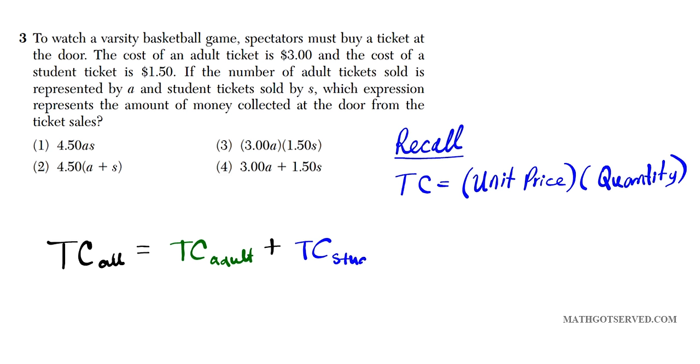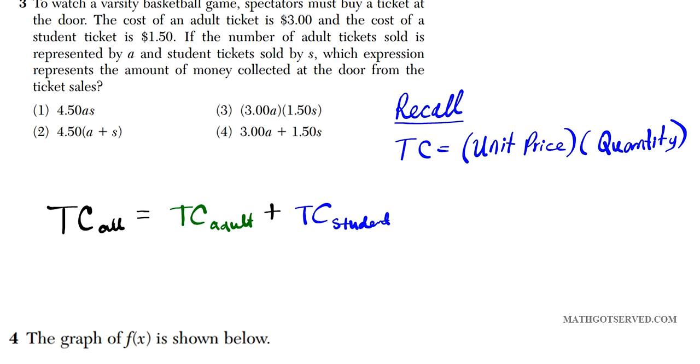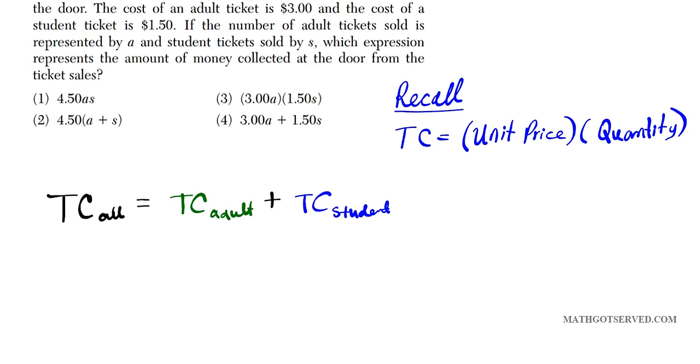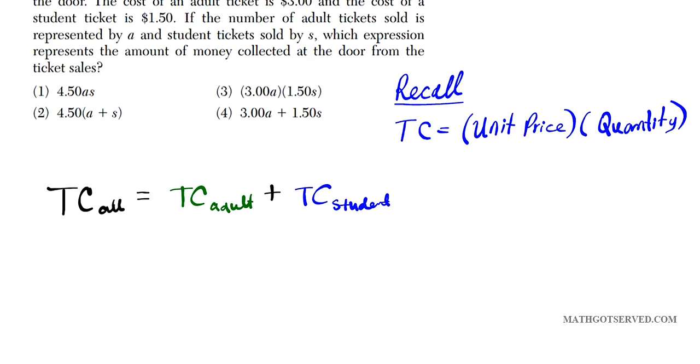Okay, so what we're going to do is determine the total cost for adults and students independently. The sum would be the total amount of money collected from the door. Now let's start with the total costs for adults. We're going to do that one in blue. Total costs for adults. Let's rewrite the formula again.